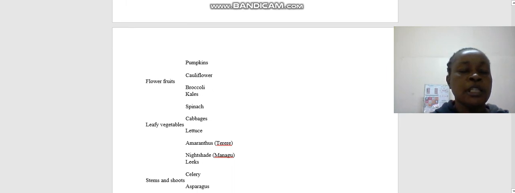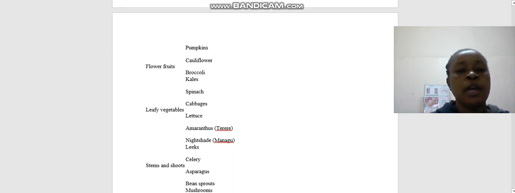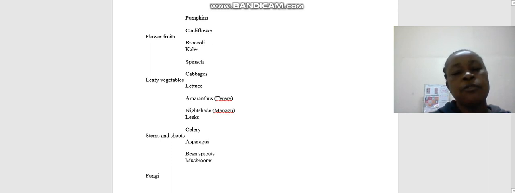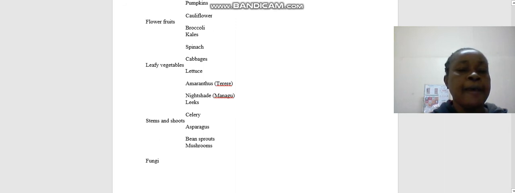The next classification I'm going to talk about is flower fruits. Under flower fruits, we have your cauliflower, broccoli, kales, spinach. Okay, no, sorry, spinach falls under leafy vegetables. So under leafy vegetables, the examples are spinach, cabbage, lettuce, amaranth, otherwise known in Swahili as terere. And then we have the nightshade, which is our managu.